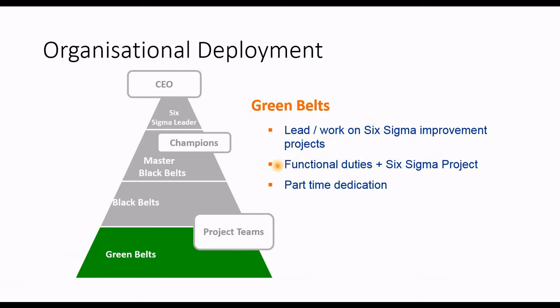Second point is that a green belt resource in the organization is not a full-time job. He will have his normal functional duties in the organization. For example, if he's in production, he will see production. If he's in sales, he will look into sales. If he's in maintenance, his job is to maintain whatever area he has been given. Apart from this, some of the time he will spend on the execution of his green belt Six Sigma project. So it's not a full-time job. This is only a part-time dedication.